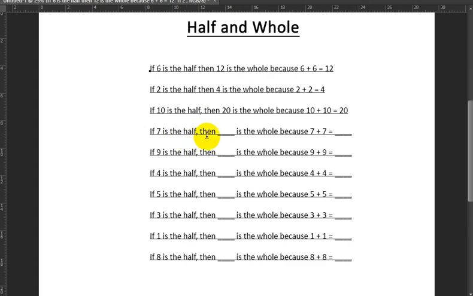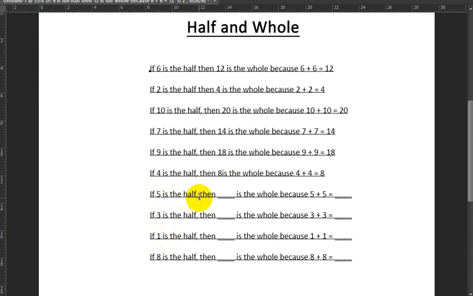Next up, if 7 is the half, then what is the whole? Well, 7 plus 7 would give me 14. So 14 is the whole. If 9 is the half, then what is the whole? Well, 9 plus 9 give me 18. So 18 is the whole. Next up, if 4 is the half, then what is the whole? 4 plus 4 would give me 8. So 8 is the whole.